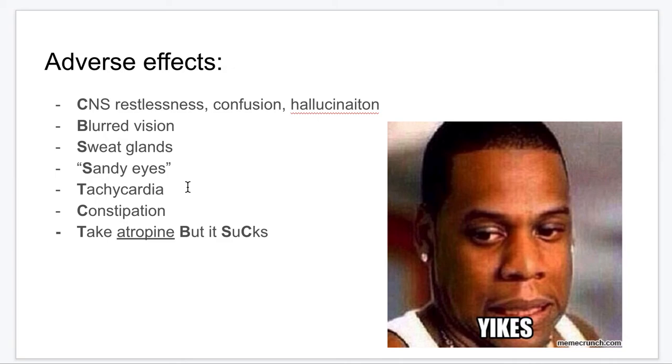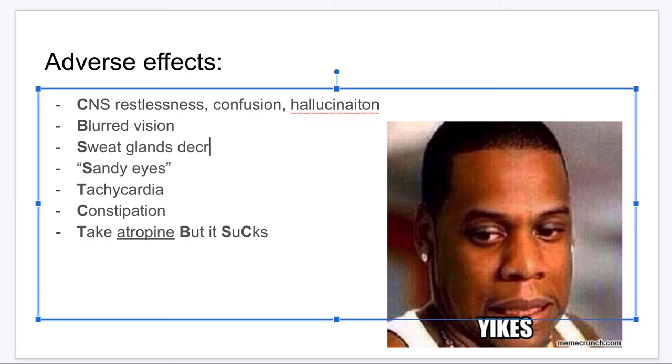The B over here stands for blurred eyes. The S over here is going to be sandy eyes, or sweat glands are going to be decreased. Your sweating is going to be decreased. Your C over here is going to be CNS restlessness, confusion, or constipation.